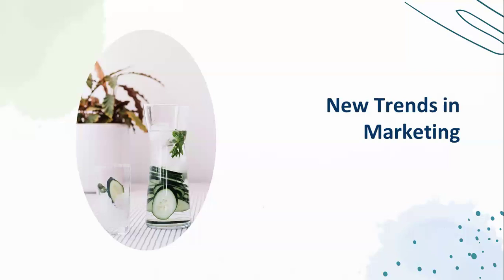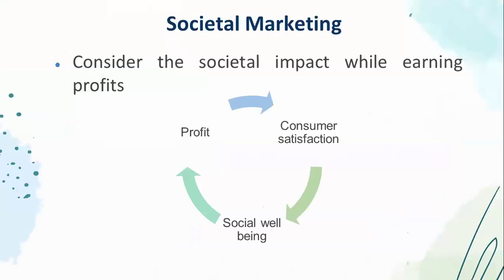Okay. So the first one, which you already know from the marketing definition as well, is societal marketing, right? This societal marketing is none other than this: you have to consider the societal impact while earning profits. You are earning profits by your business, by your production, and you are making your customers satisfied. And also there's a third party you have to think about, that is the societal impact.